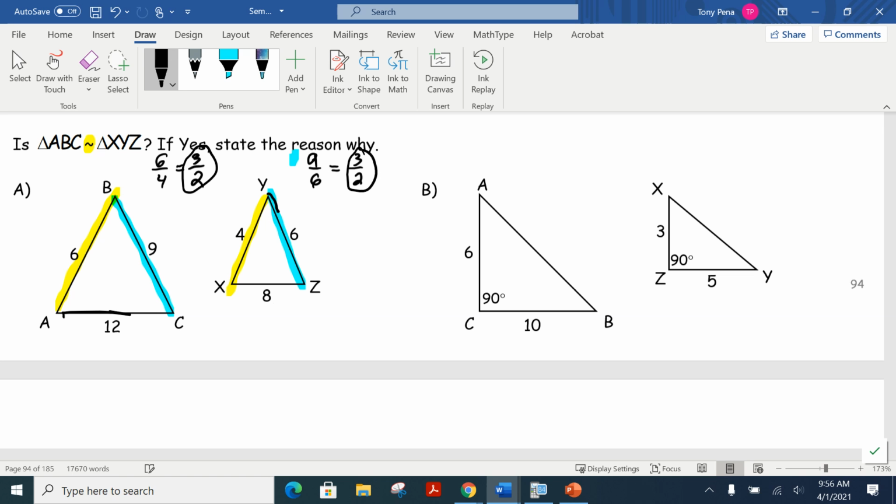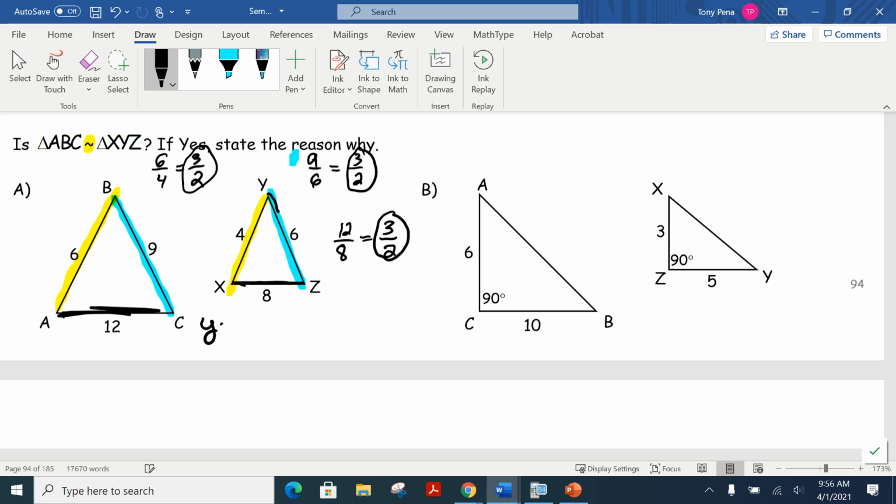Our final one would be the bottom, 12 to an 8. So let's take 12, write it as a ratio compared to 8. If I reduce that, 4 goes into both of these. It goes into 12 3 times. It goes into 8 twice. Notice how they're all 3/2.